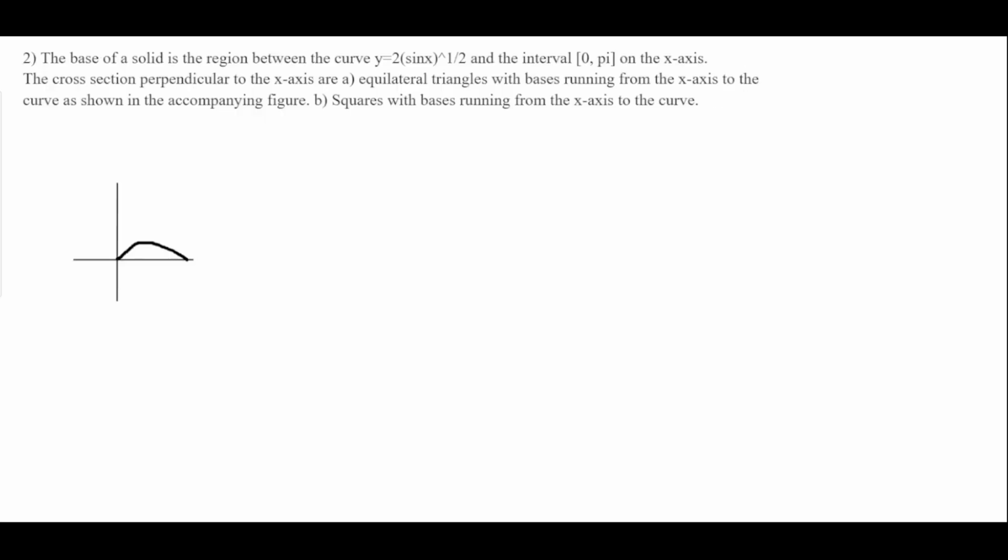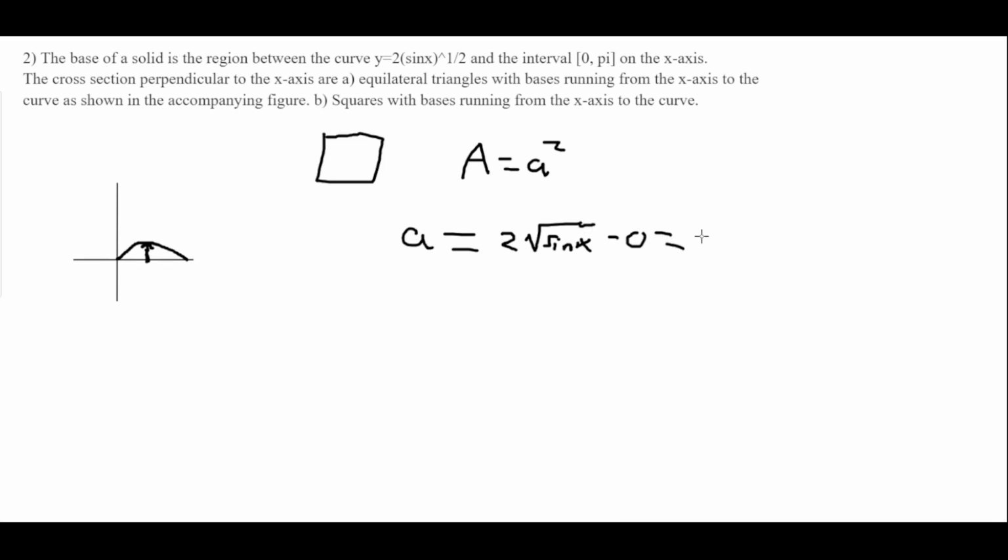Alright, for part 2 of the question, it's asking for squares with bases running from the x-axis to the curve. So we're going to have squares now, and its base is this distance right here. So a will be equal to the curve, which is 2 root sine x, minus the x-axis, y equals 0, so it's really just 2 root sine x.